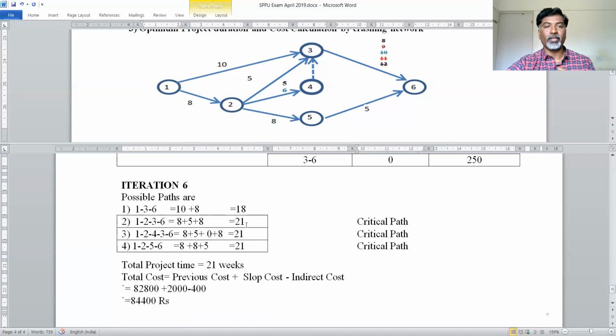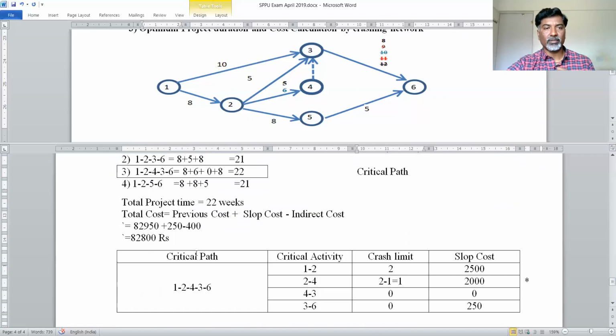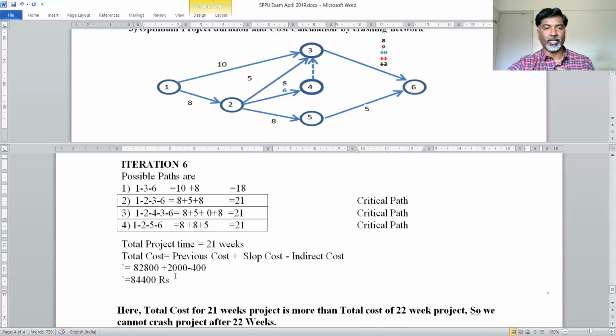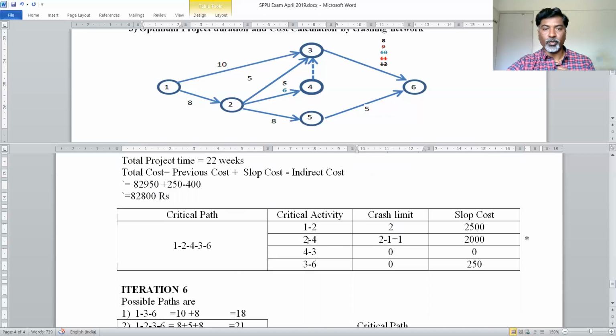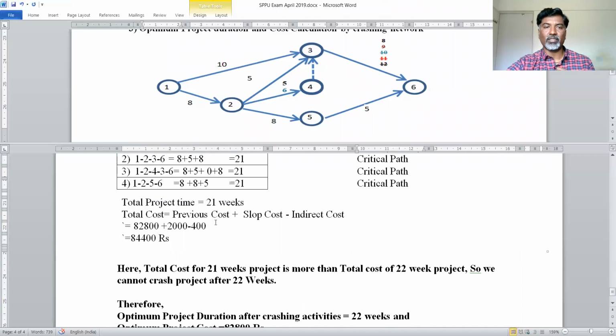In this case, you will get 21 as the critical path, and 21 for the second, third, and fourth possible paths. So the total project time is 21 weeks, and total cost is equal to previous cost plus slope cost minus indirect cost. Previous cost was 82,800. I have taken it as it is, plus the slope cost value. For this activity 2 to 4, slope cost value is rupees 2000. And the indirect cost is given in our example, that is 400. So if you solve this, you will get 84,400.